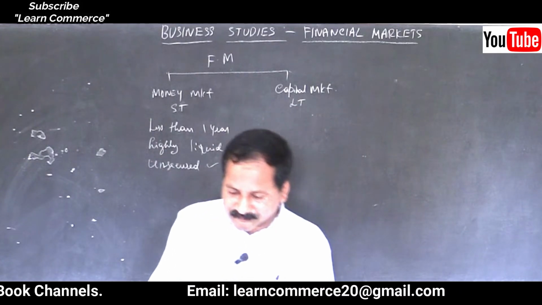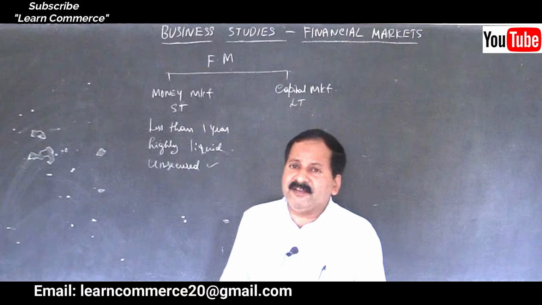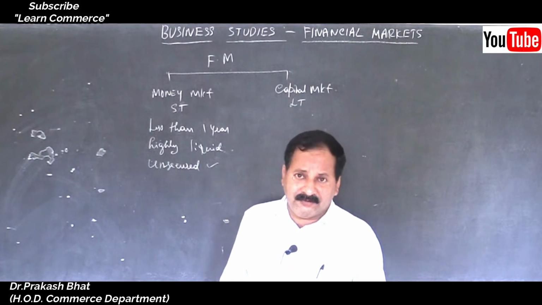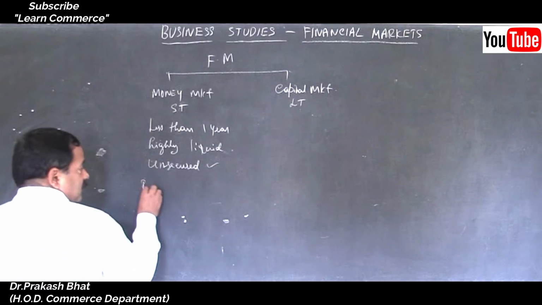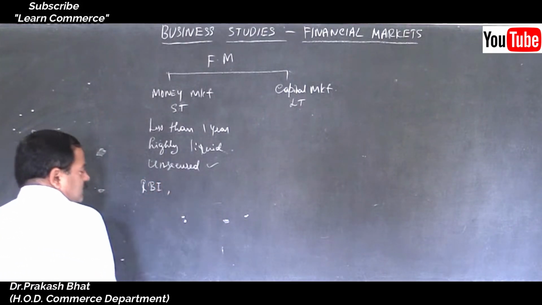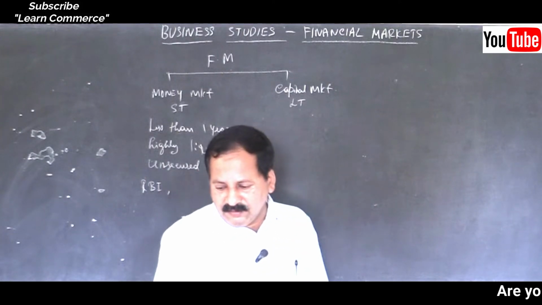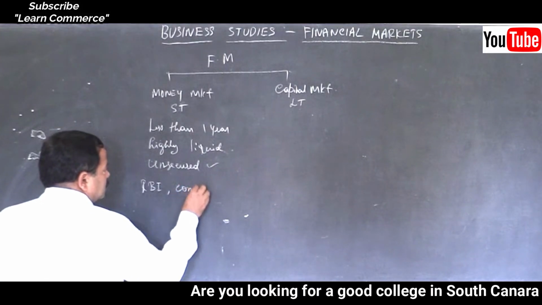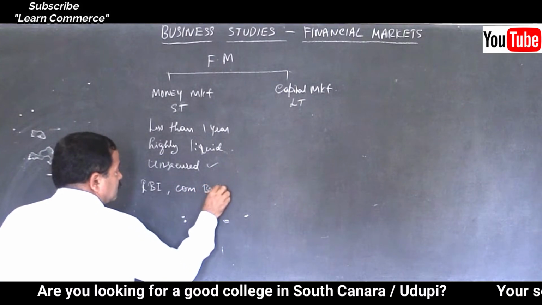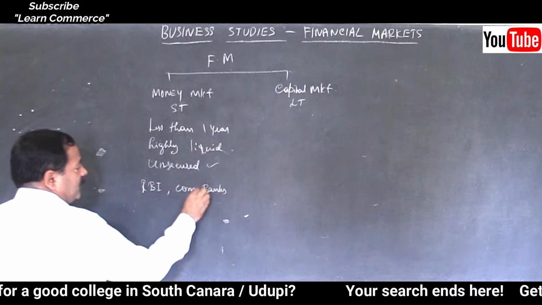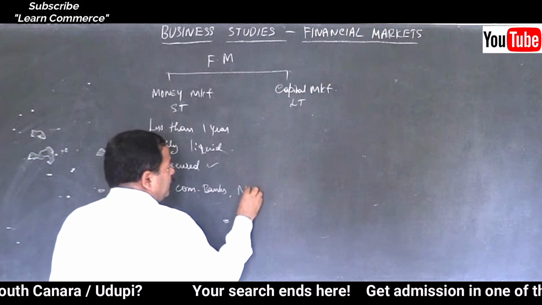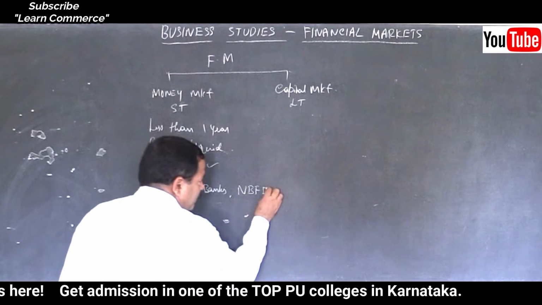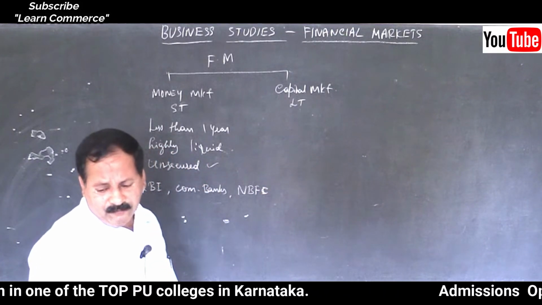Then, who are the major players in money market? Who do the transactions in the money market? Mainly Reserve Bank of India, then commercial banks, then non-banking financial institutions or non-banking finance companies.